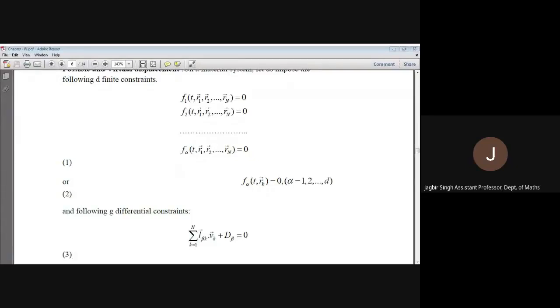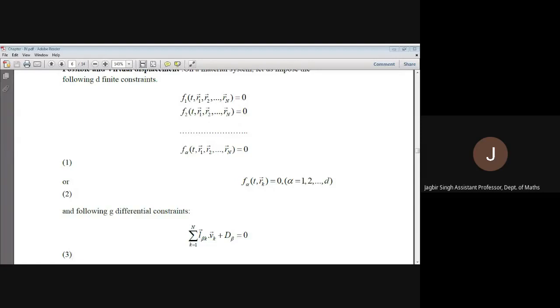Constraint system, then finite and differential constraints. After that, we discussed the holonomic and non-holonomic systems, the stationary constraints which do not involve the time component. Explicitly, it means if f is a constraint, then ∂f/∂t is 0.